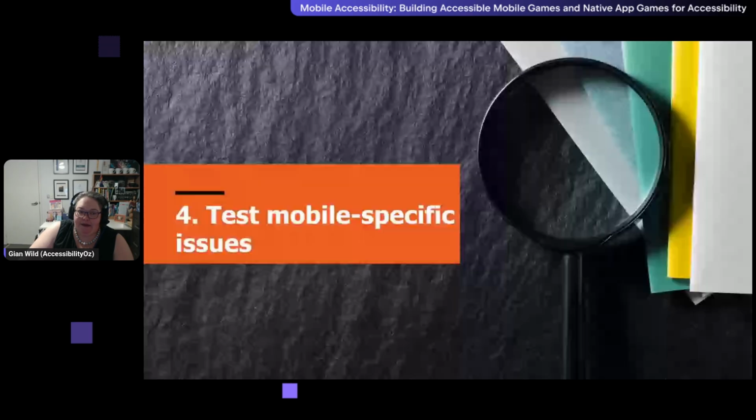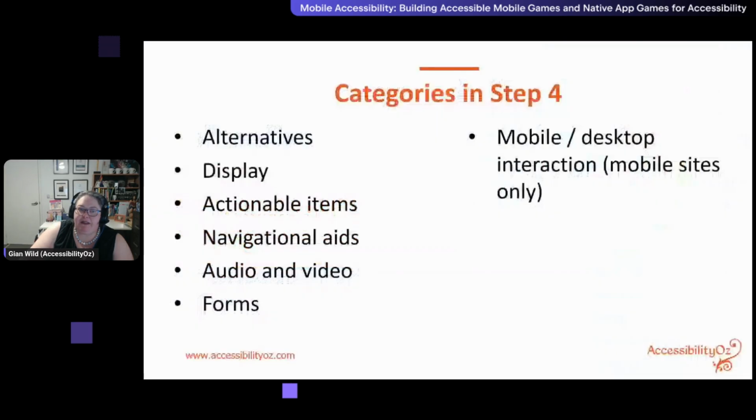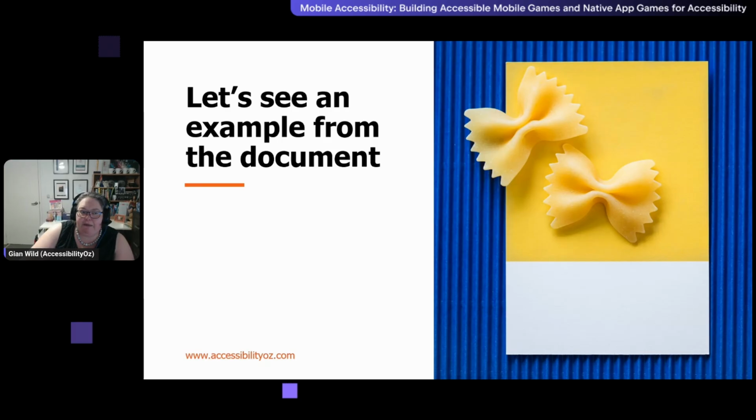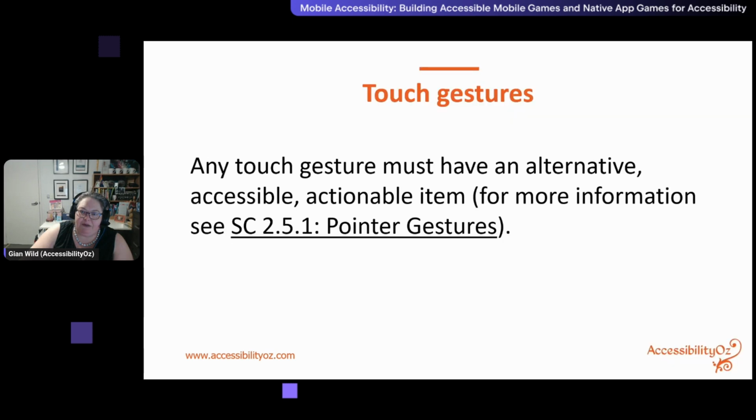And then the next step is to test mobile specific issues. There's different categories in step 4. It's alternatives, display, actionable items, navigational aids, audio and video, forms, and mobile desktop interaction. So for mobile sites only. So I'll show you an example from the document. So everything that you see is in PowerPoint, but is actually in the Word document.